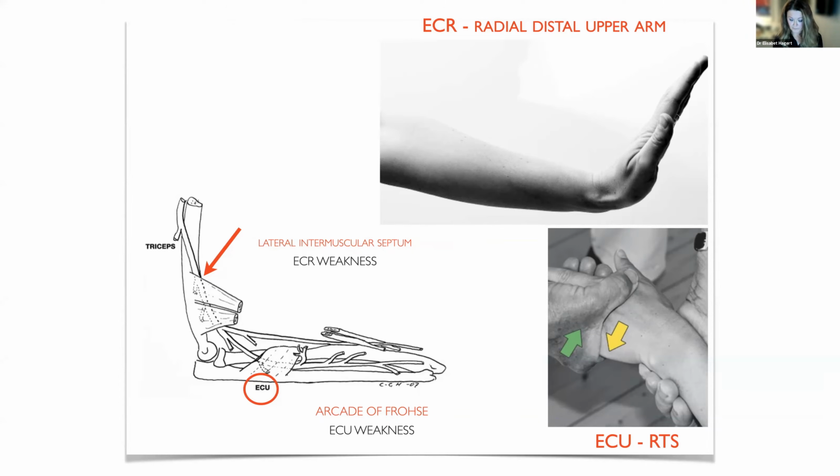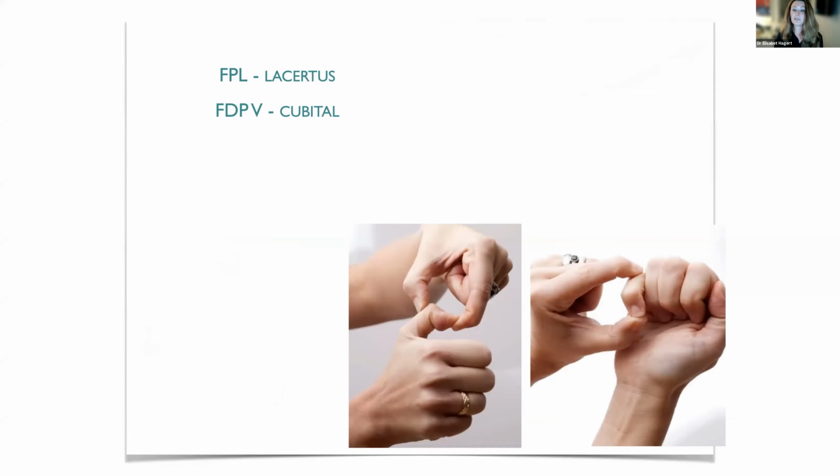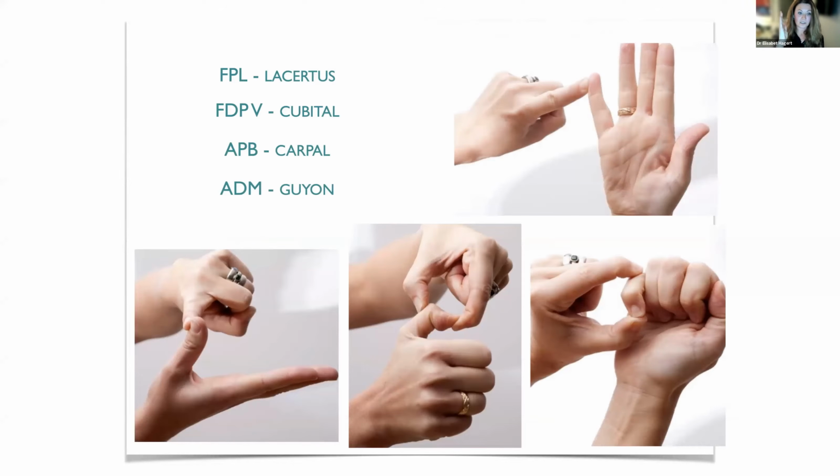The most important muscle exams that you need to bring into your toolbox are the 4 exams in the hand. Testing weakness in the FPL due to Lacertus syndrome or median nerve compression at the elbow, FDP5 for cubital tunnel syndrome, the APB for carpal tunnel, and the ADM for Guyon's canal.